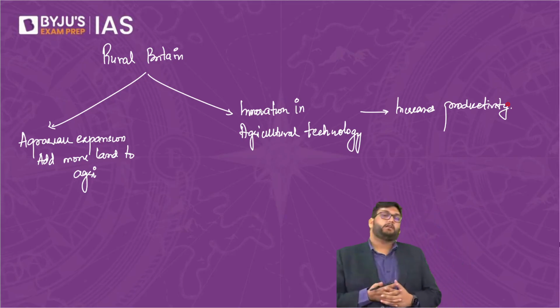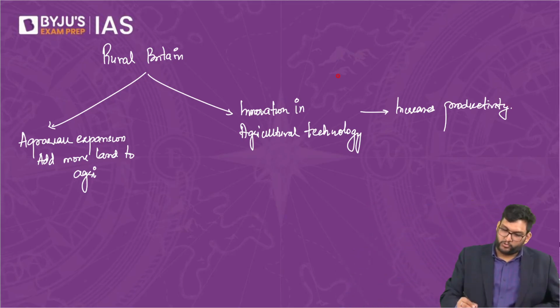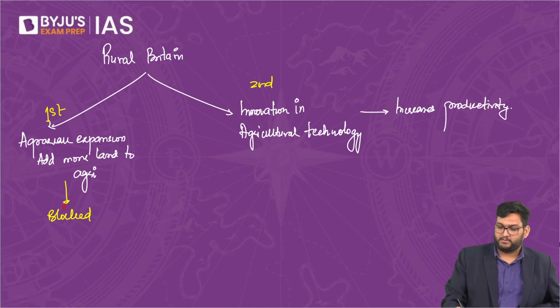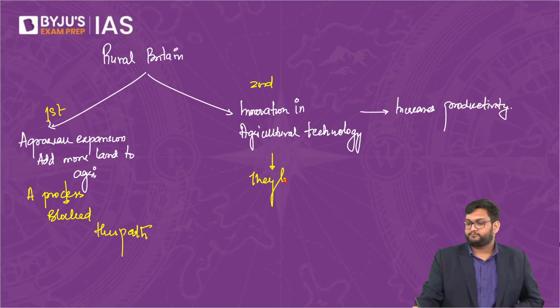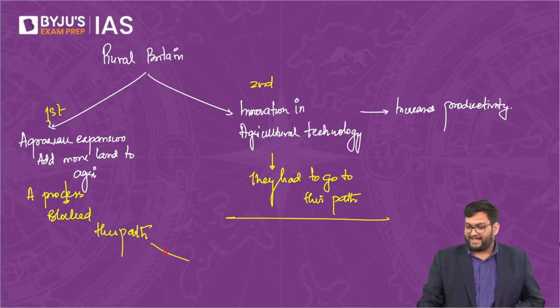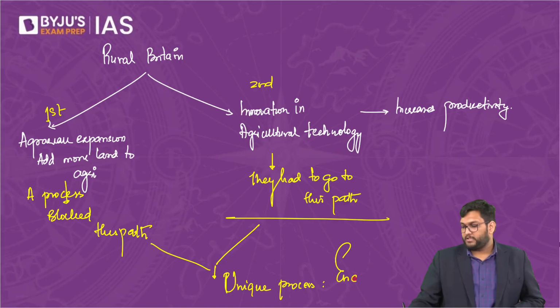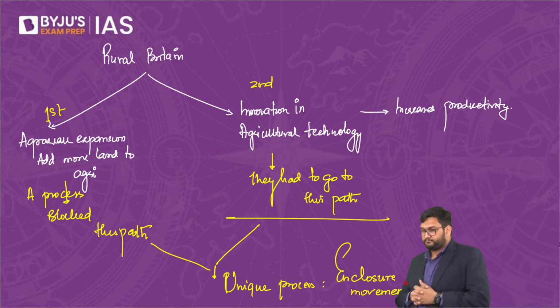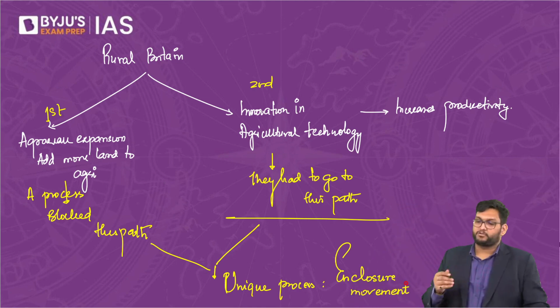Now, Britain had a very peculiar concept which blocked this path, and they had to go to this path. And that unique process is called the enclosure movement. Now, what is the enclosure movement?